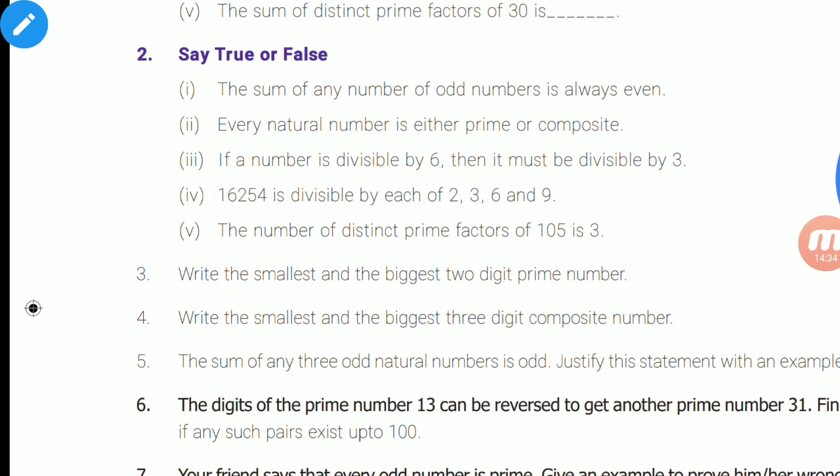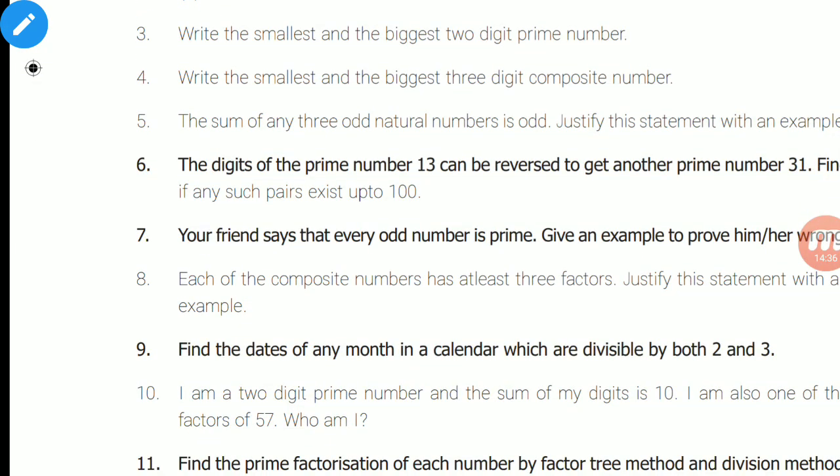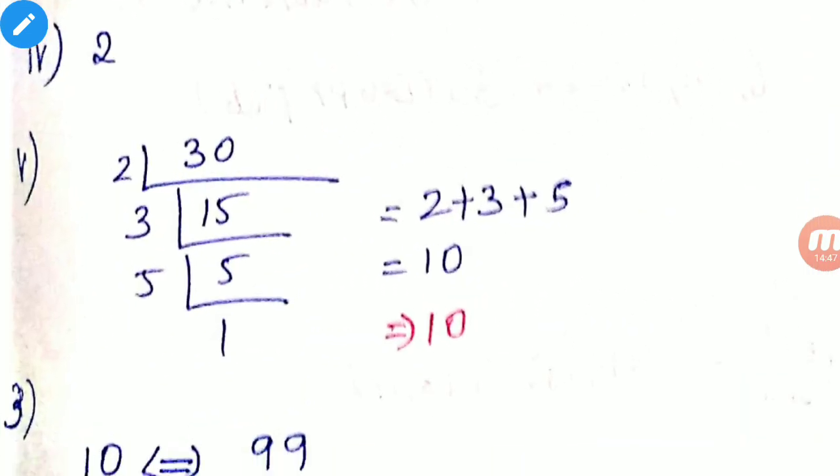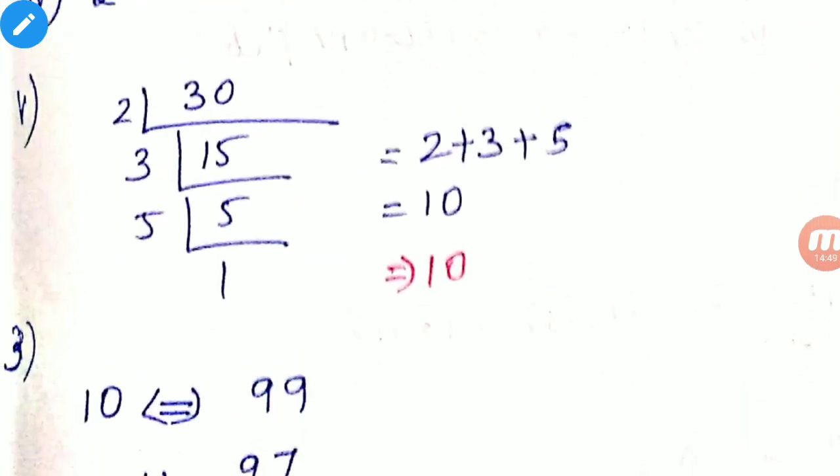We just ignore true and false. Let's move to question number 3. Write the smallest and biggest 2-digit prime number. First of all, we should know the smallest and biggest 2-digit numbers. The smallest 2-digit number is 10 and the biggest is 99. 10 is not a prime number, so the next number is 11. 11 is a prime number.